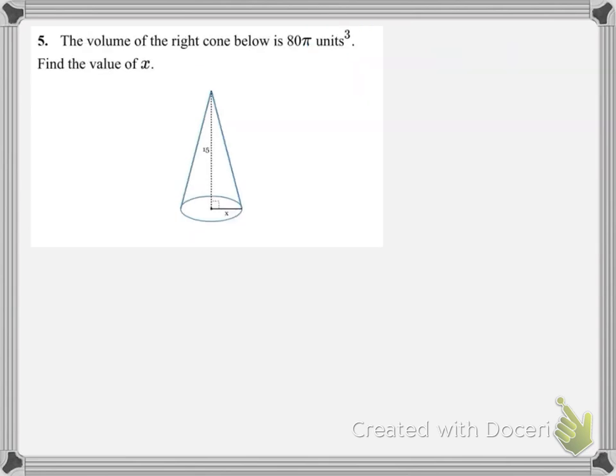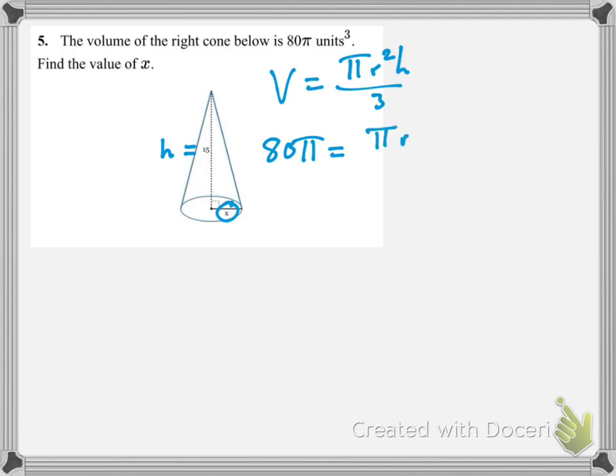Okay. Now it says the volume of the right cone is 80 pi units cubed. Find the value of x. Well, here's x. So x is the radius. 15 is my height. So volume equals pi r squared h divided by 3. Well, the volume is 80 pi equals pi r squared times the height, which is 15. By the way, I shouldn't use r. The radius is x over 3.